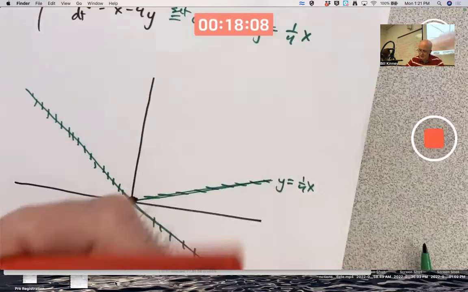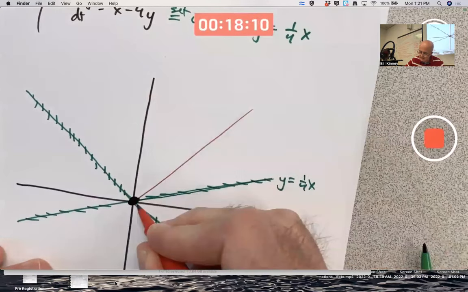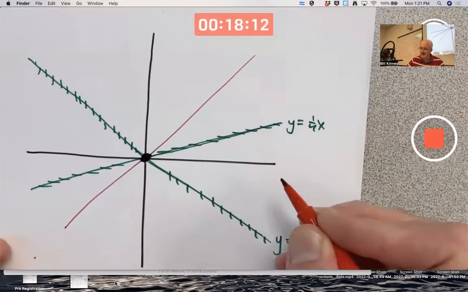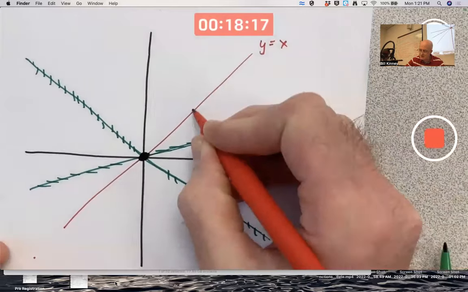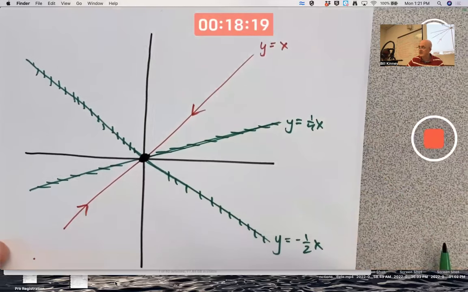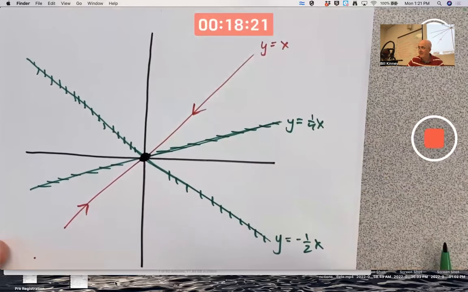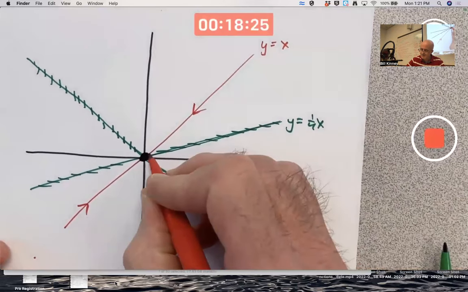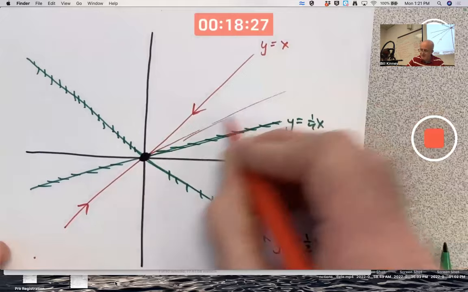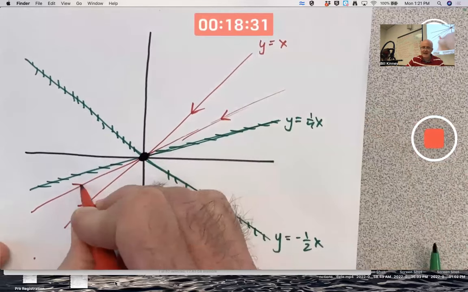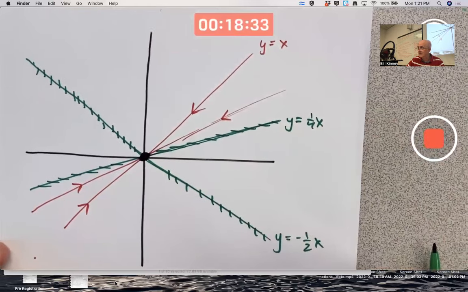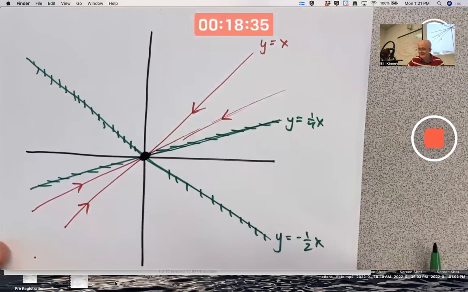One straight line solution parallel to 1, 1 is going to be along that line. That's the line y equals x. It's not a nullcline. It's a straight line solution. Draw arrows going toward the origin. Another one is parallel to the vector 2, 1, which has a slope of 1/2, about like this. Once again, the eigenvalues are negative, so the solutions head toward the origin.